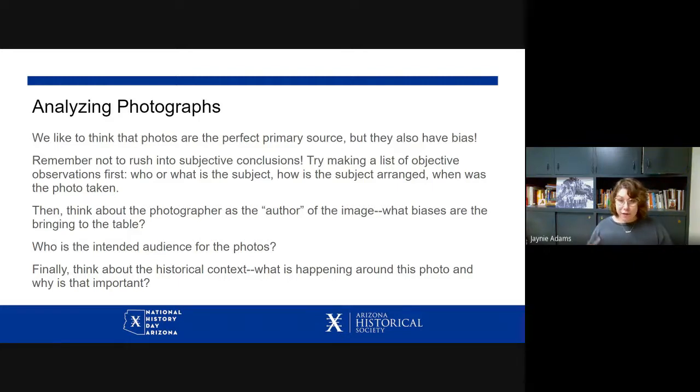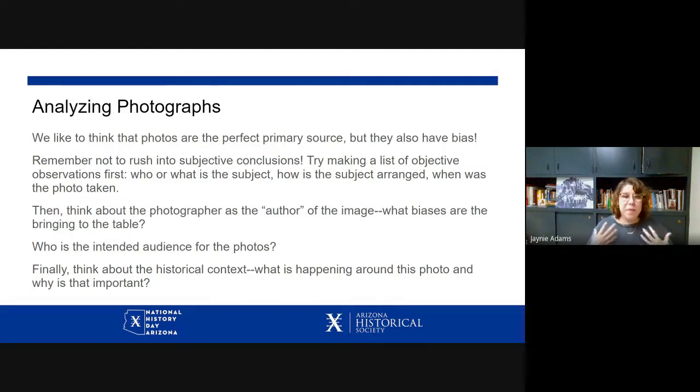When you're looking at a photo, try not to rush to subjective conclusions. You want to make a list of objective observations first. Who or what is the subject? How is the subject arranged? When was the photo taken? Is it a black and white photo? Is it a color photo? What are the people wearing? What are they doing? Stuff like that. Just make a list of all your objective observations.